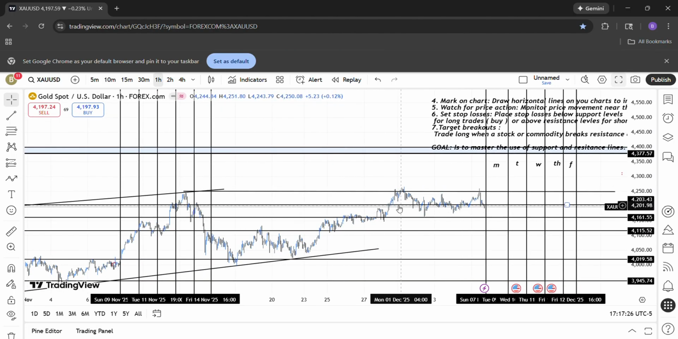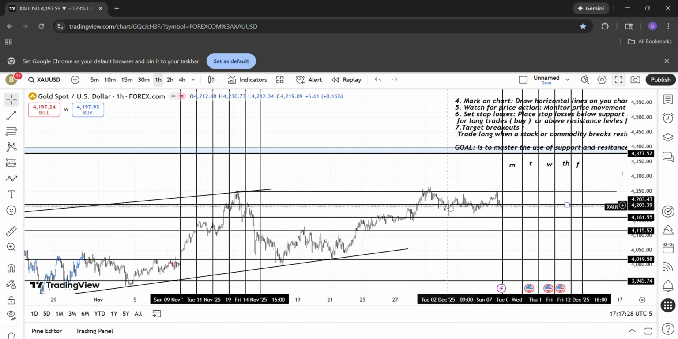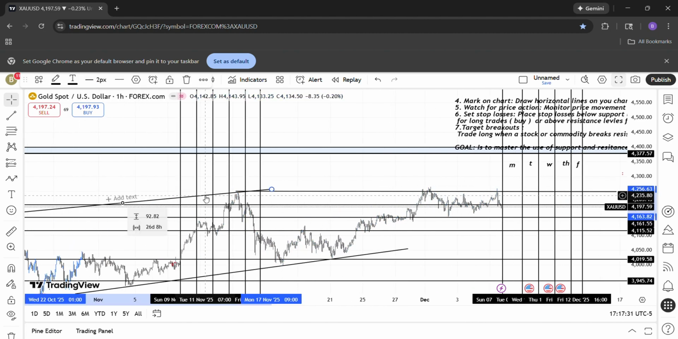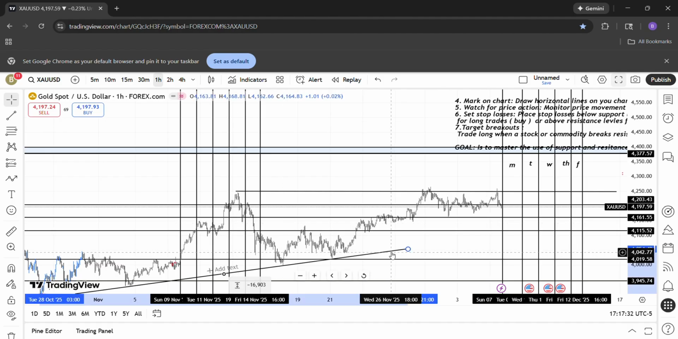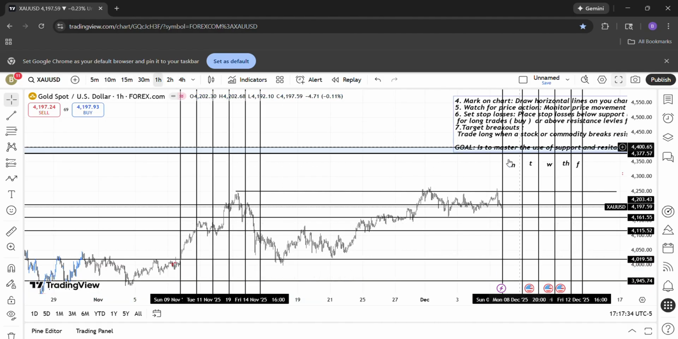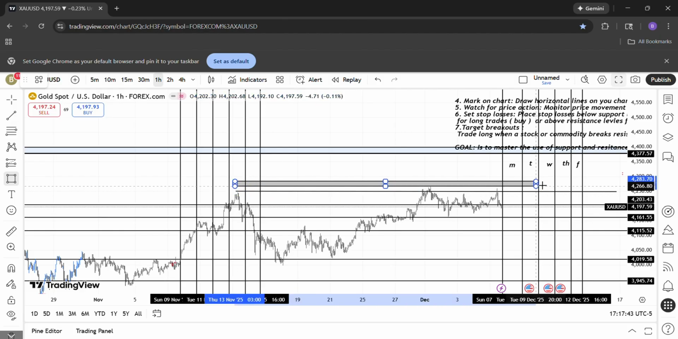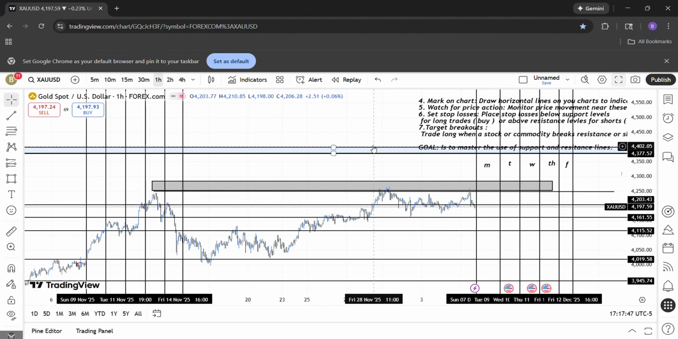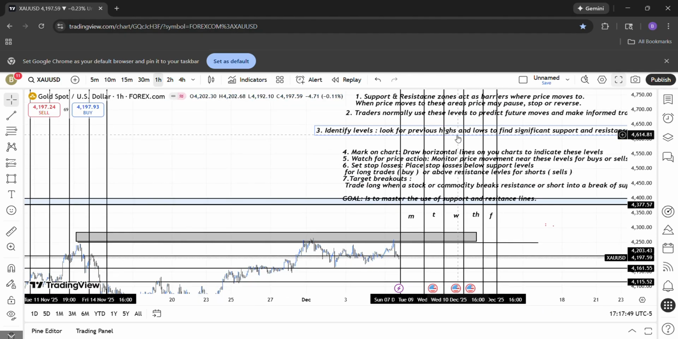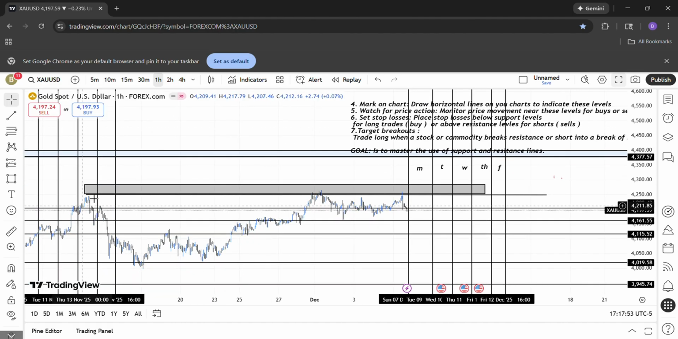Now, where are we at right now? We're still at the 50th floor, right? Now, we're gonna go ahead and label out our resistance coming into the new week, right? Coming into the new week, our resistance zone would be this right here. Why? Because, like we said again, look for previous highs and lows to find significant support and resistance levels.